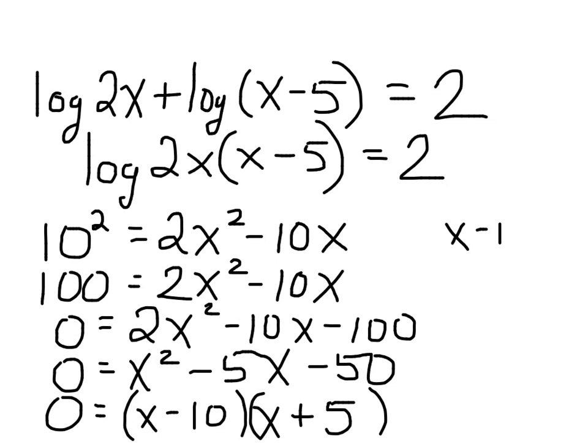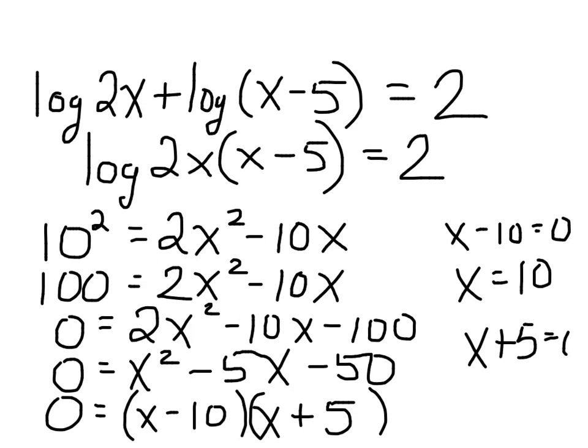to 0. X minus 10 equals 0, gives me x equals 10. X plus 5 equals 0, so therefore x equals negative 5. Now, I have a problem with one of those. And this is why it doesn't really talk about it in the book a whole lot. There is an issue with one of your answers. What did I just tell you couldn't have? Can't have logs of negative numbers.